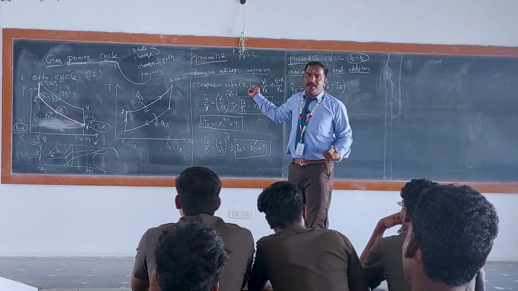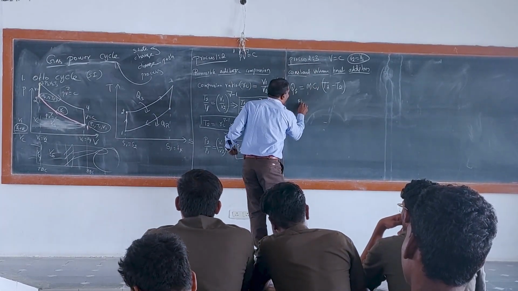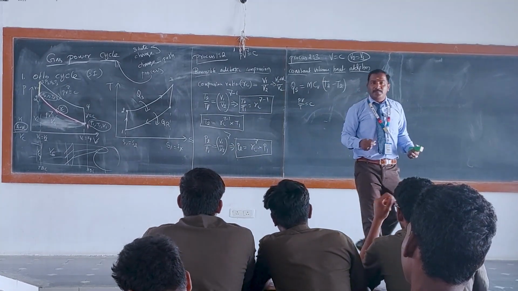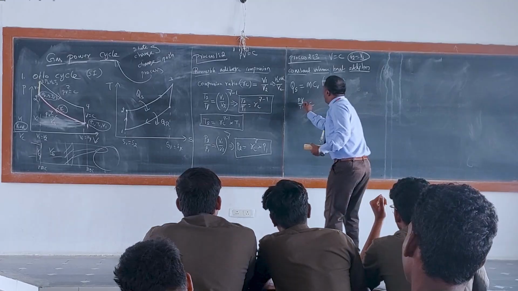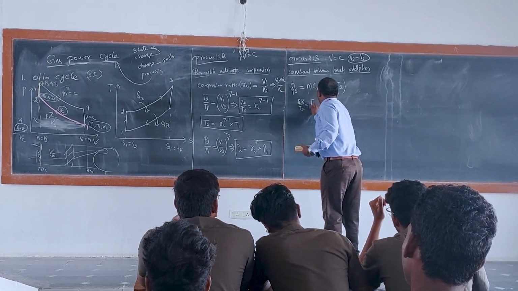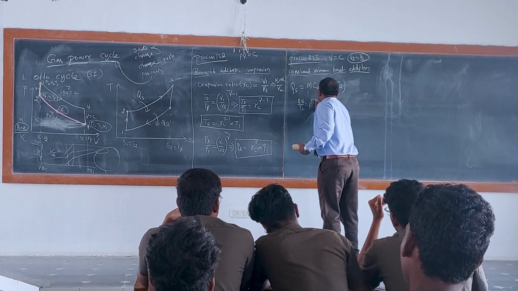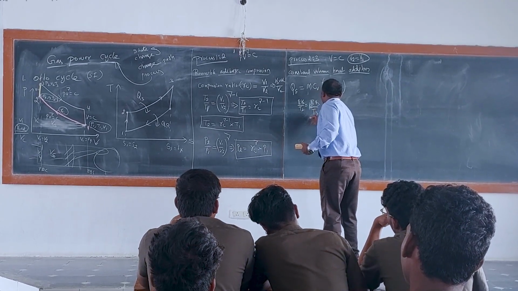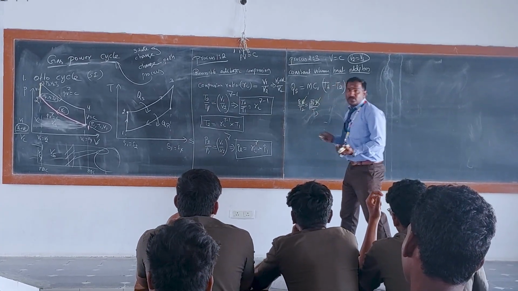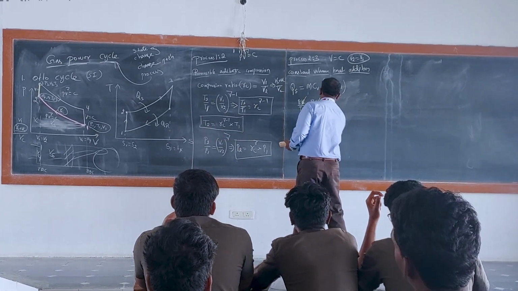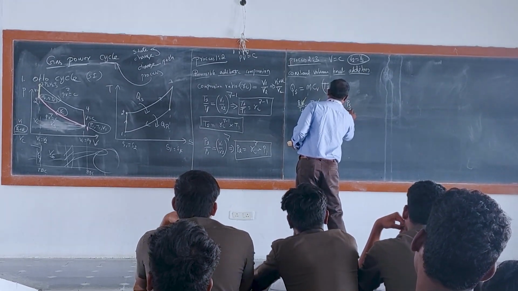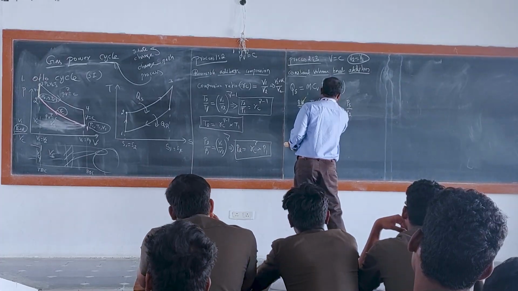PV divided by T is equal to constant. Very simple. Which means P2 V2 divided by T2 is equal to P3 V3 divided by T3. In this, which one is constant? V2 is equal to V3. It's a constant, right? So remaining: T3 divided by T2 is equal to P3 divided by P2.